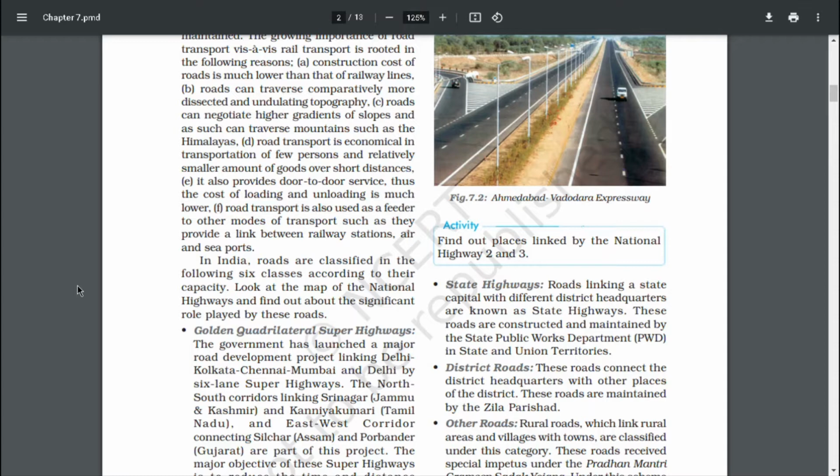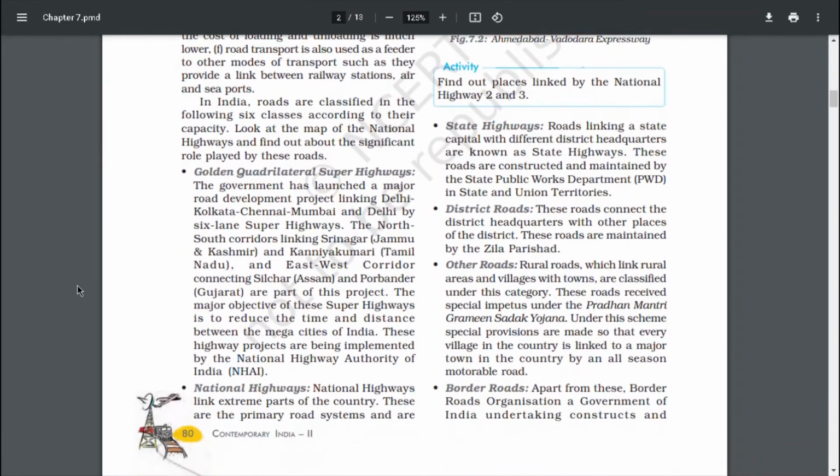F. Road transport is also used as a feeder to other modes of transport, as they provide a link between railway stations, air and seaports. In India, roads are classified in the following 6 classes according to their capacity. Look at the map of the national highways and find out about the significant role played by these roads.